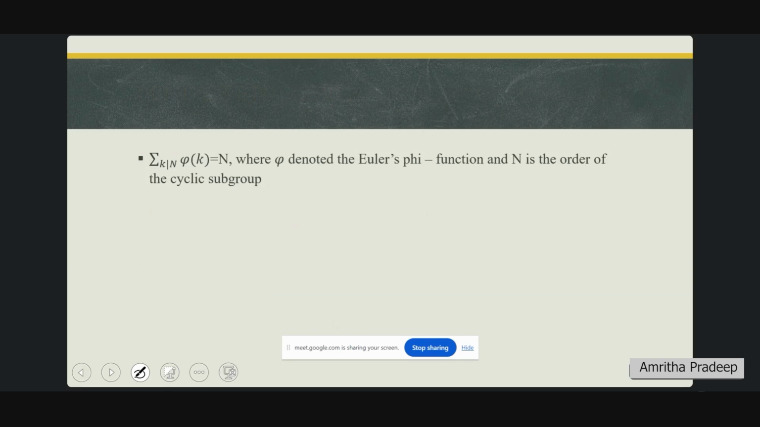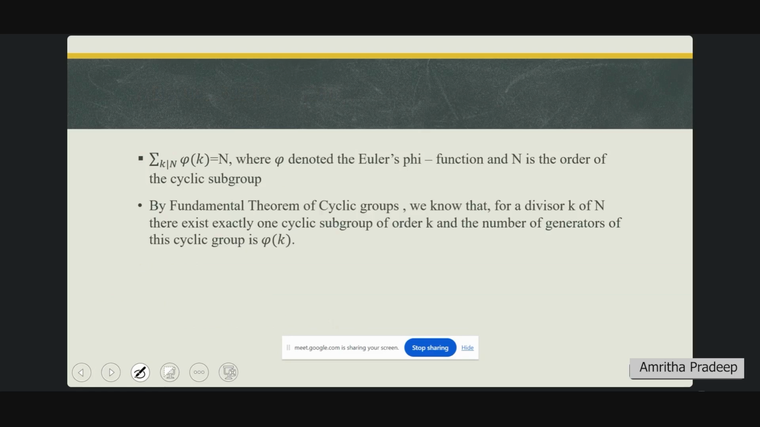It is the number of natural numbers between 1 and itself which are coprime to the given integer. Correct. So phi of k is basically all those numbers which are less than k and relatively prime to k. So we're proving that if I take the summation over k, where k is a divisor of n, you'll get n itself.